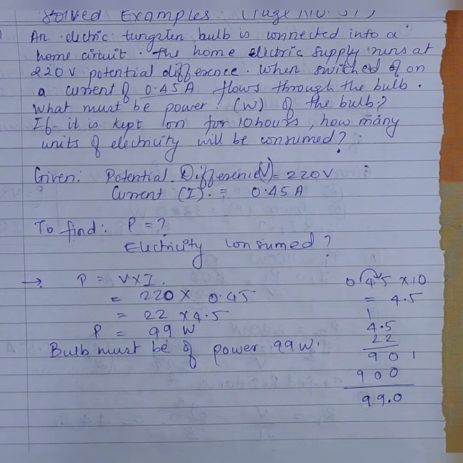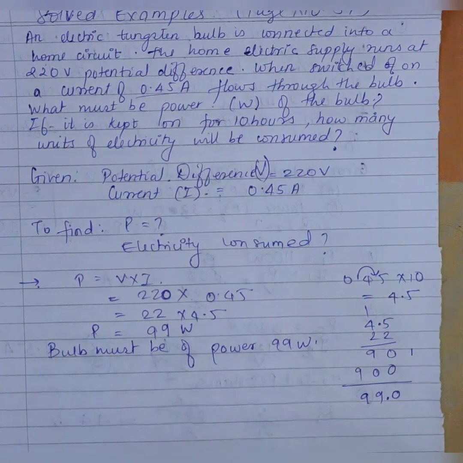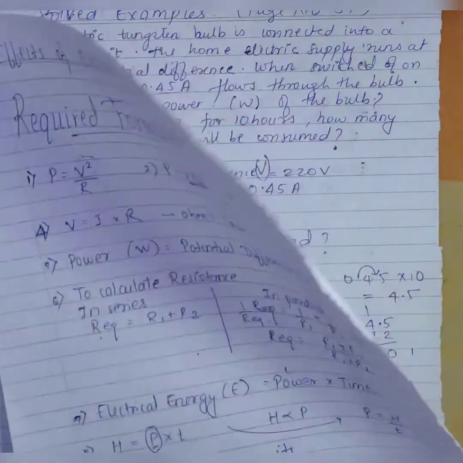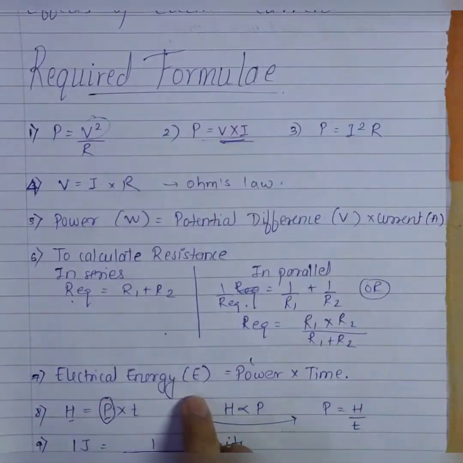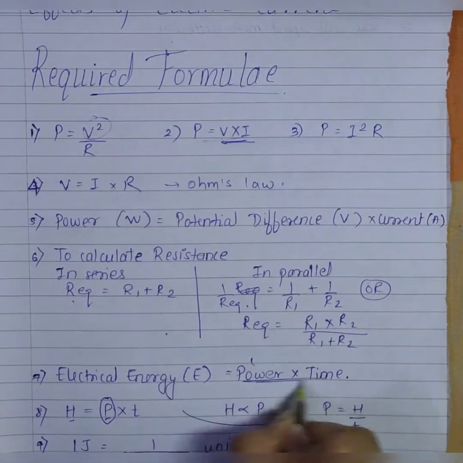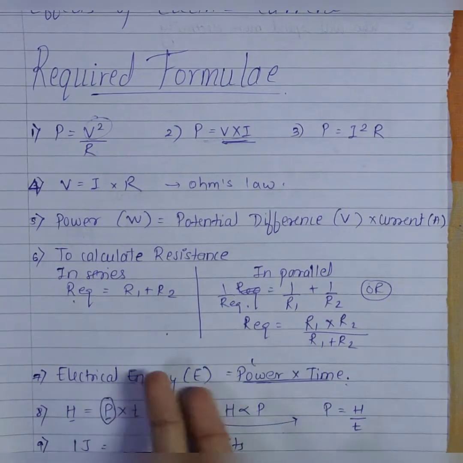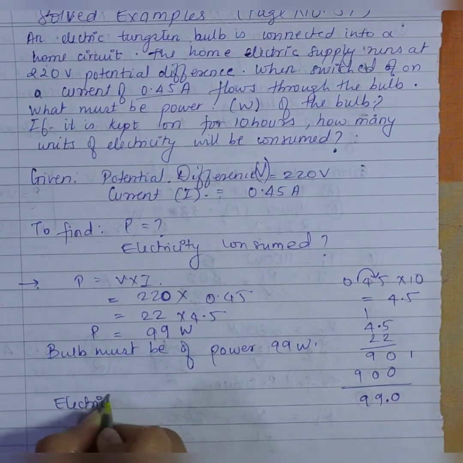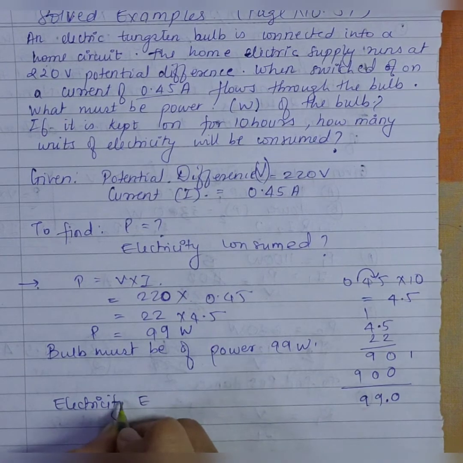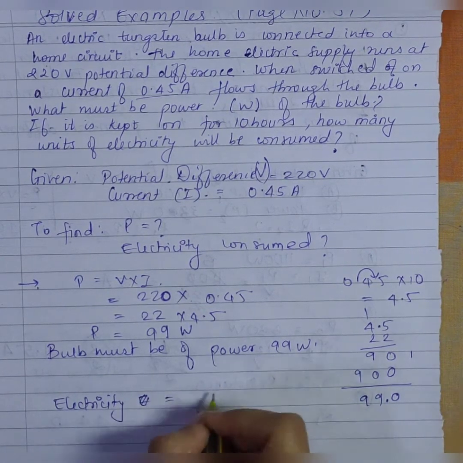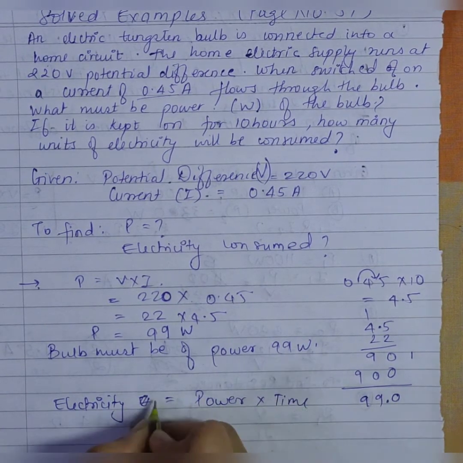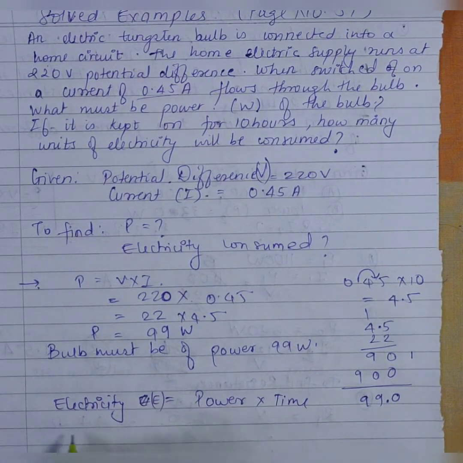So if it is kept for 10 hours, how many units of electricity will be consumed? You also have a formula for electricity, right? The electrical energy is equal to power into time. So using this formula, you can calculate how much electricity is used. I will write down the formula here: electrical energy or electricity is equal to power into time. And this is nothing but E, your electricity.